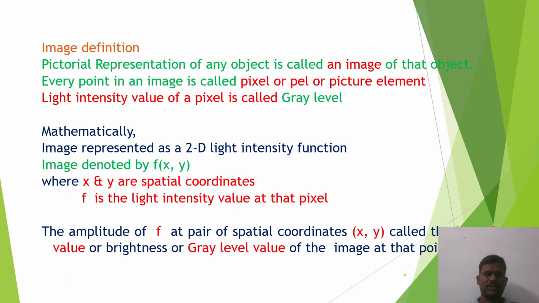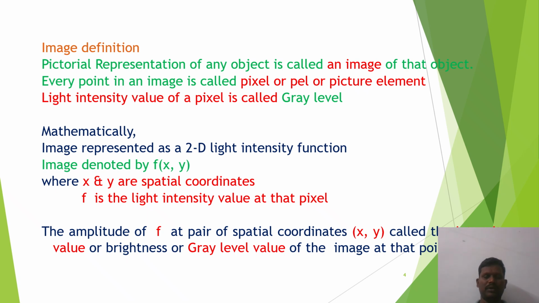Coming to the definition of an image, an image is nothing but the pictorial representation of any object, and we call it the image of that object. Means you are representing any object in the form of an image. In that image, every point is called a pixel, or pel, or picture element. These are the words used to represent any point in the image.